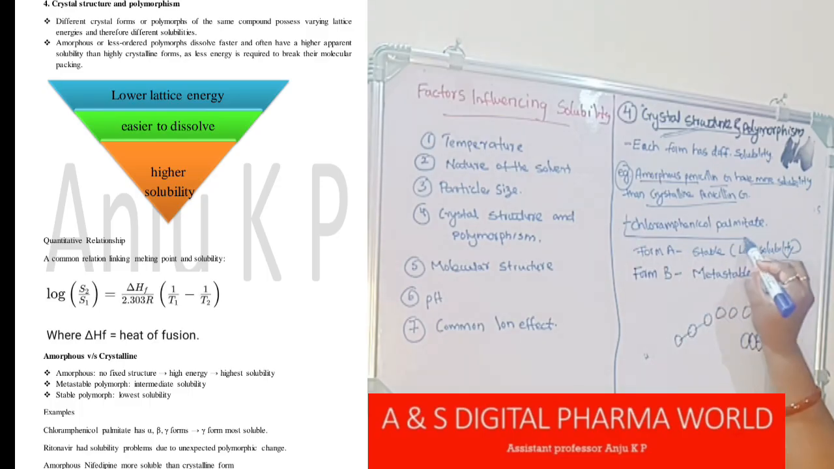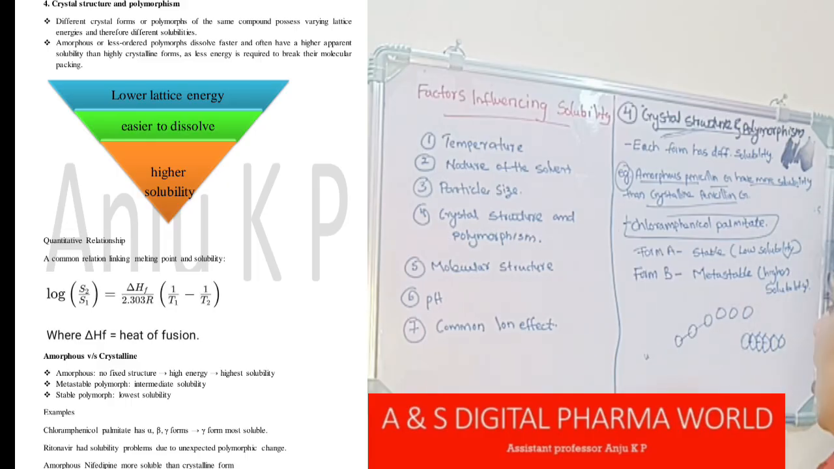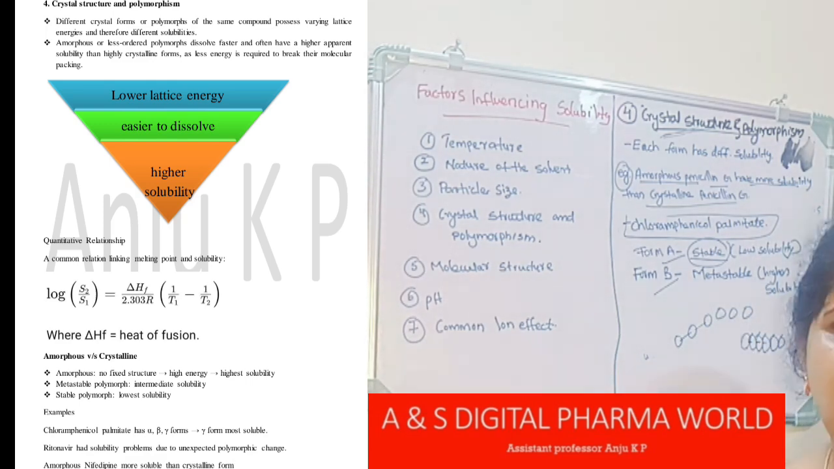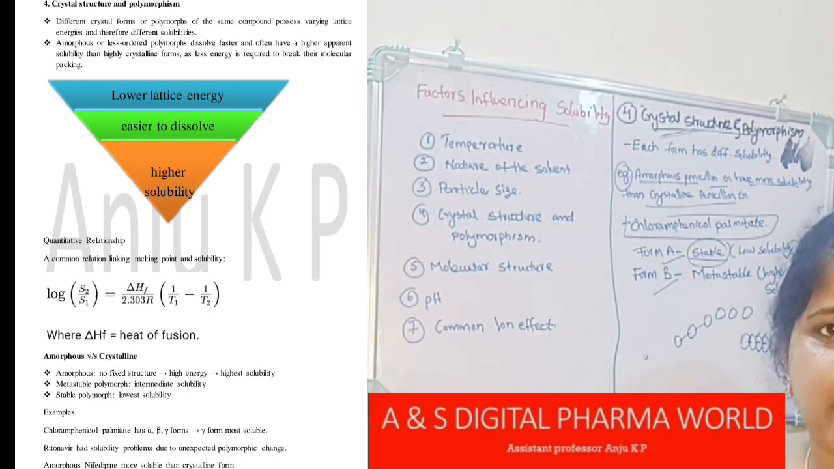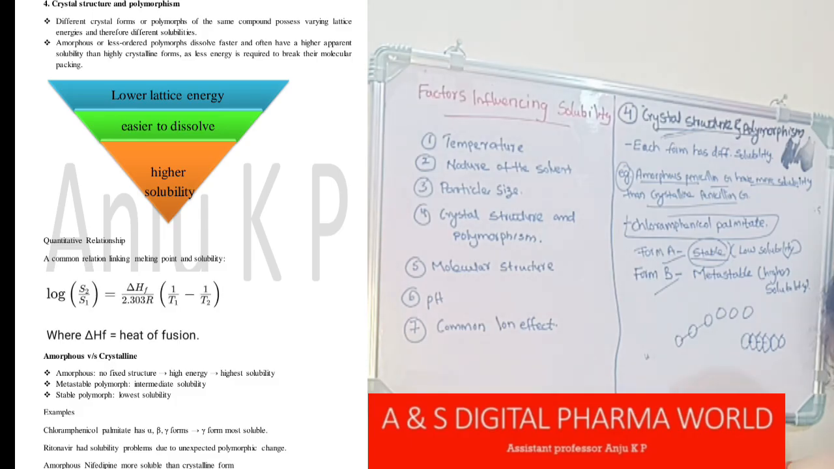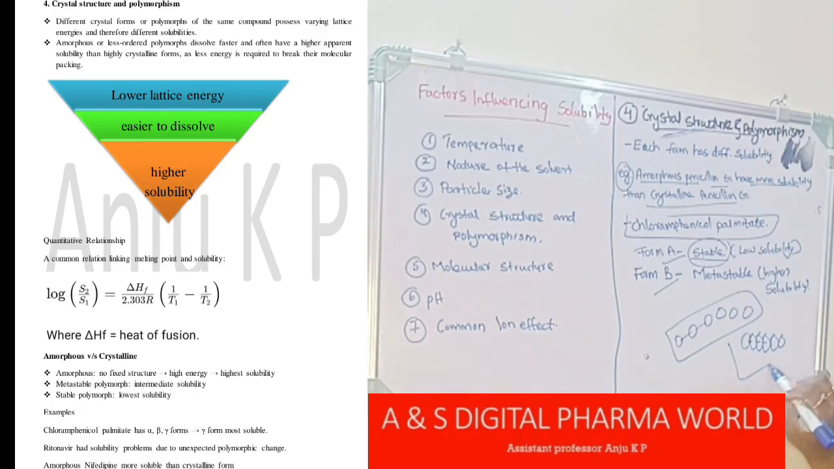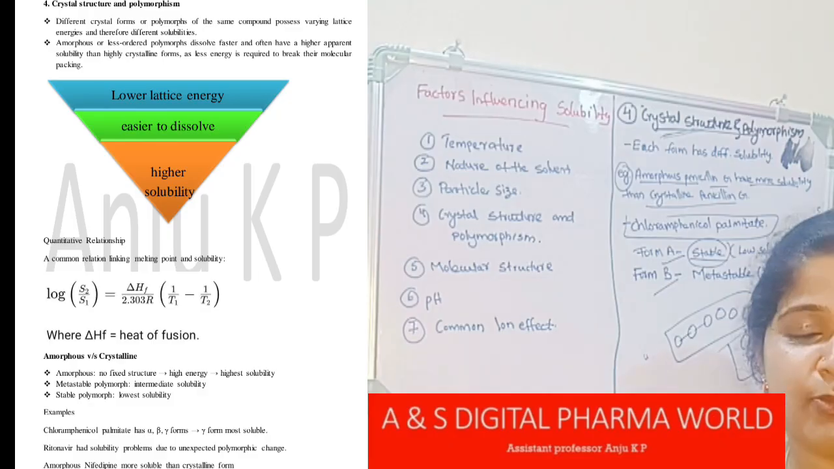Next one is chloramphenicol palmitate. It has two forms, form A and form B. You know, stable polymorphs and metastable polymorphs, right? The stable polymorphs show low solubility and metastable polymorphs show high solubility. So this is the concept of crystal structure and polymorphism. You just have to remember that loosely packed molecules will be amorphous, and in the crystalline case the particles will be tightly packed. Tightly packed means the energy required to break is more.